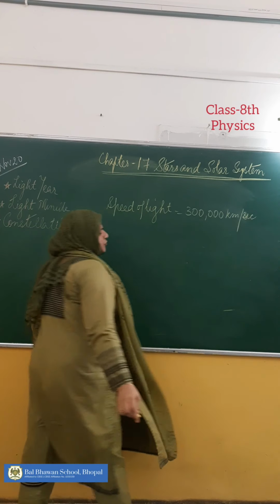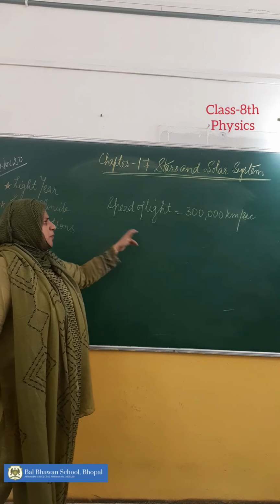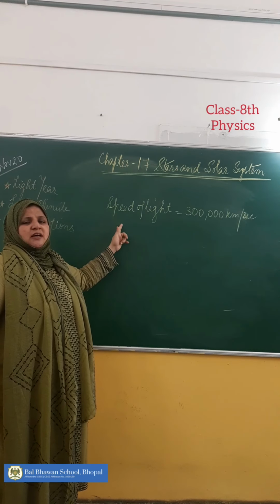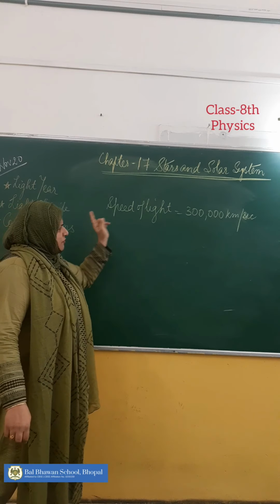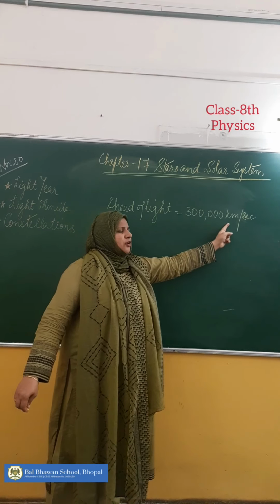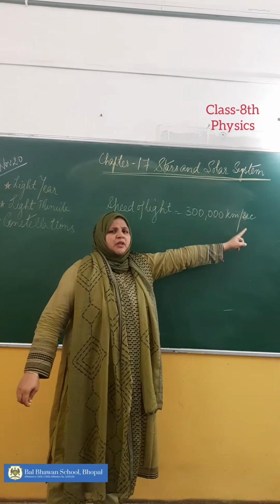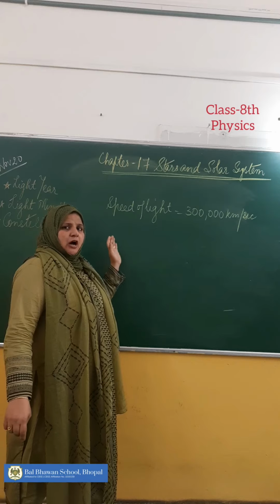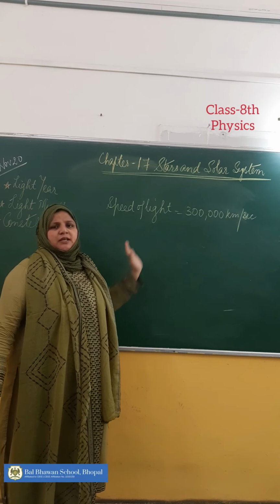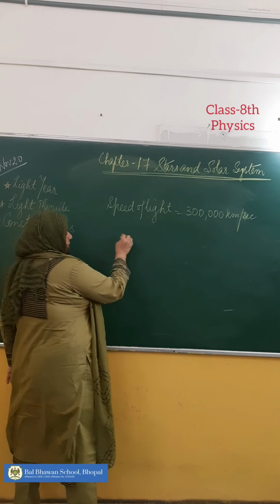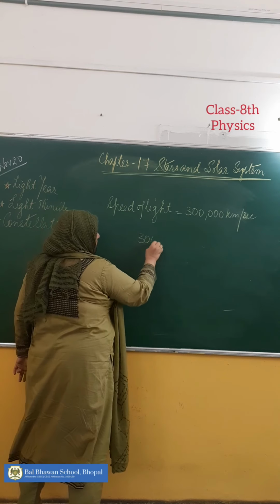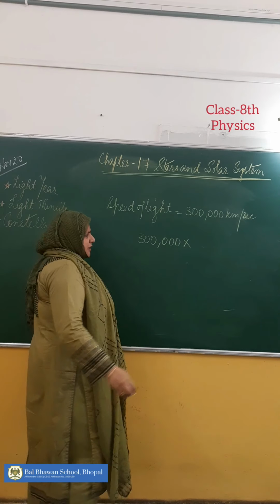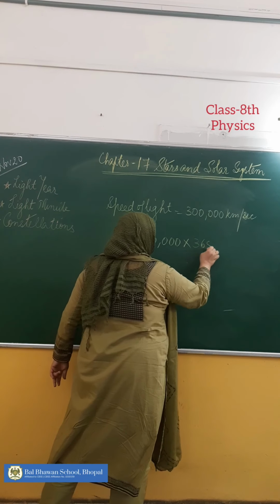Okay? Now we have to calculate how many kilometers there will be in 1 year, because light year is the distance covered by light in 1 year. So if light covers 3 lakh kilometers in 1 second, how many kilometers will it cover in 1 year? For that we have to see how many seconds there are in a year, and multiply it by this number. So the number of kilometers is multiplied by the number of days in a year. How many? They are 365.